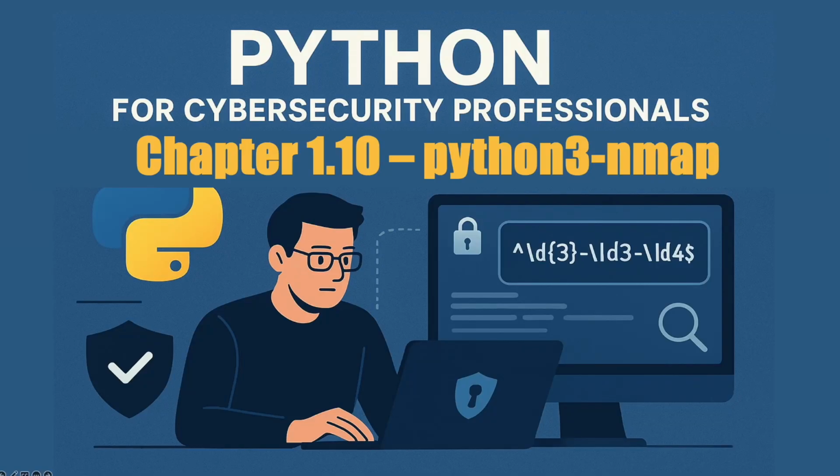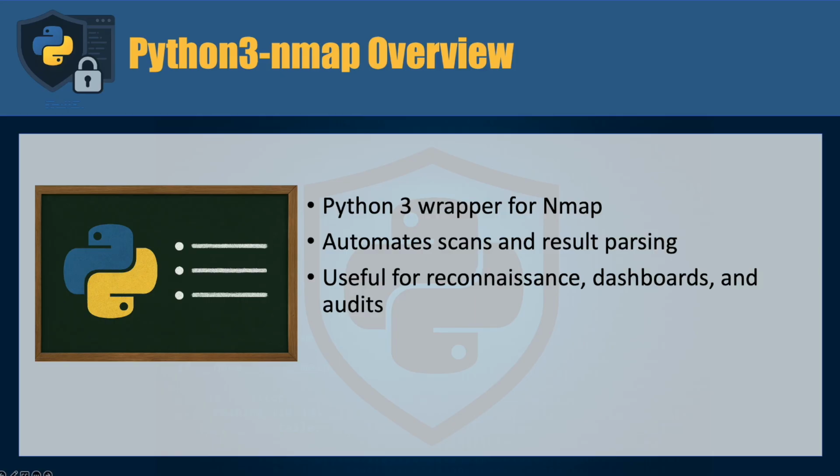Welcome to Chapter 1, Section 10, the Python 3 Nmap module. The Python 3 Nmap module is a Python 3 wrapper around Nmap that makes it easier to run scans, parse results, and integrate network scanning into scripts. It's especially useful for automating reconnaissance, security dashboards, and audits.